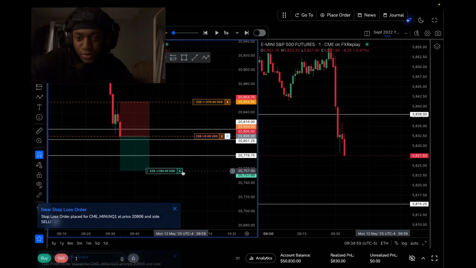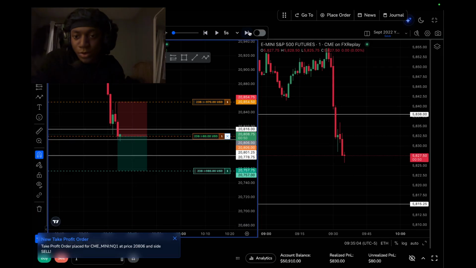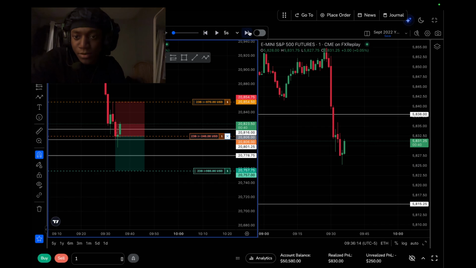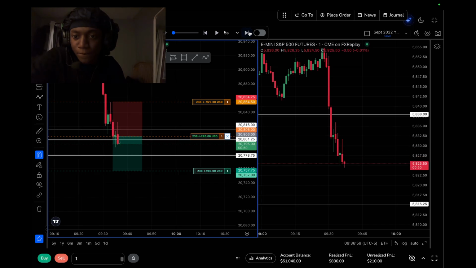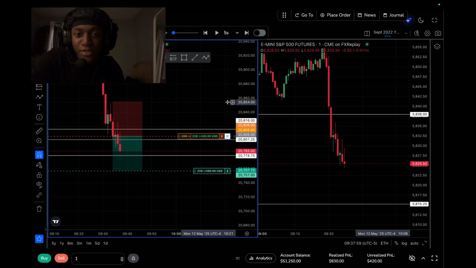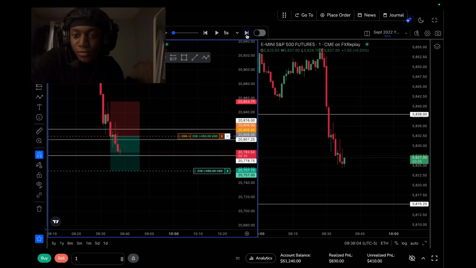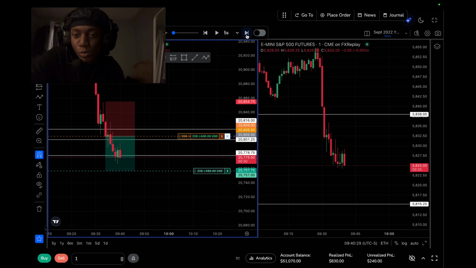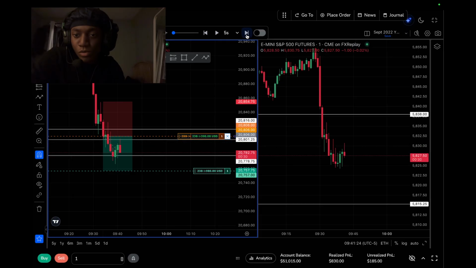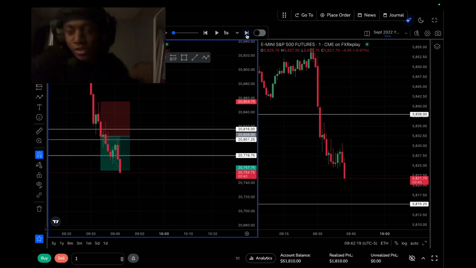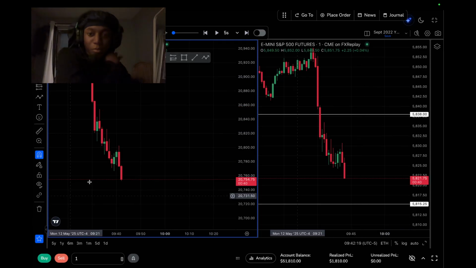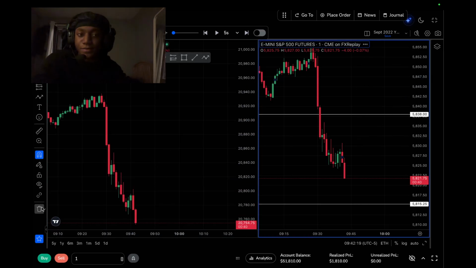Let's see if we continue to get flush displacement lower. Okay, I'm just gonna go break even before I get mad. Okay, that wasn't too bad. Almost got break evened, but I mean, it ended up playing out, which is fine.